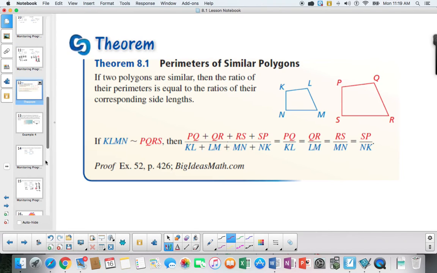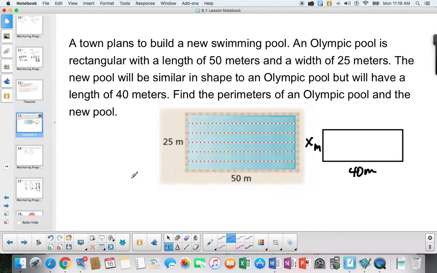Okay, let's take a look at the perimeters of similar polygons. What this is saying is that the ratio of the perimeters is the same as the ratio of the corresponding sides. Let's take a look at a problem in which we do this. We have an Olympic pool that is 50 by 25, and another pool is similar in shape and its length is 40, and we'd like to find the perimeters of the Olympic pool and the new pool.